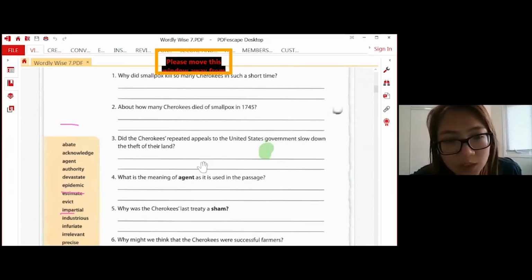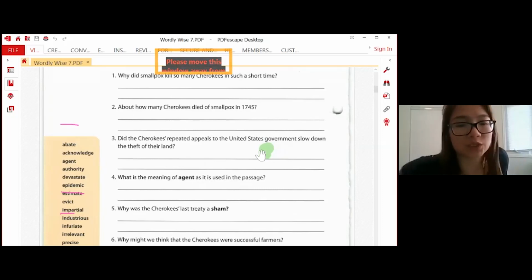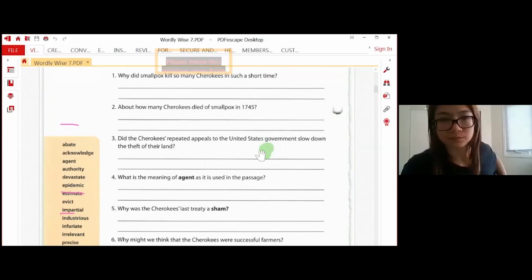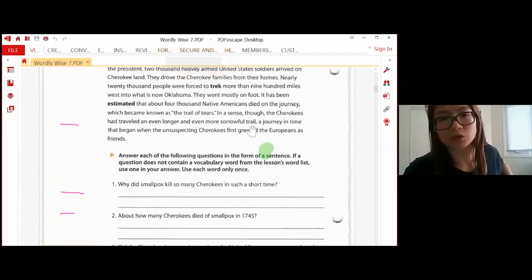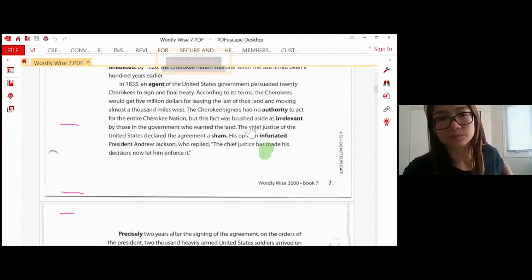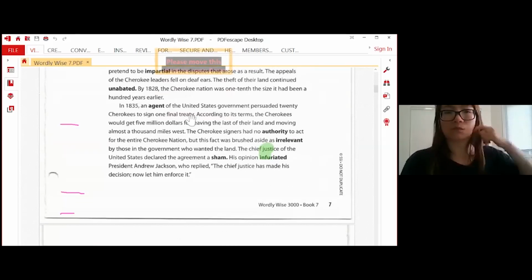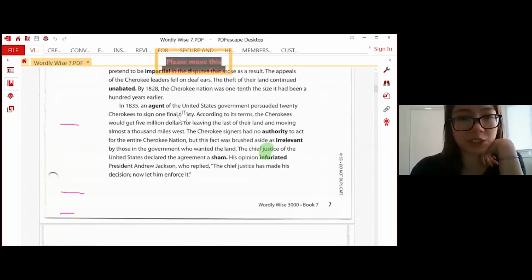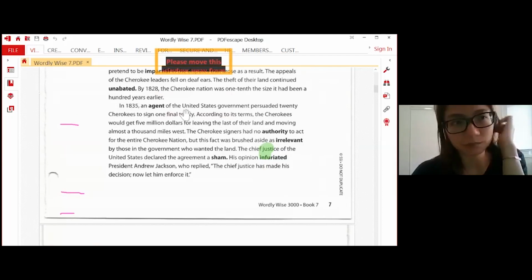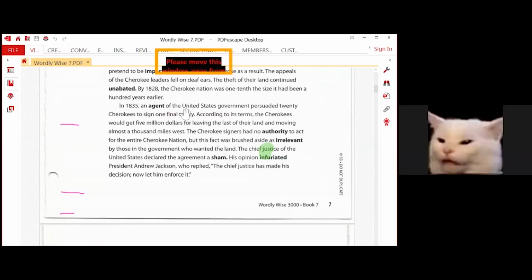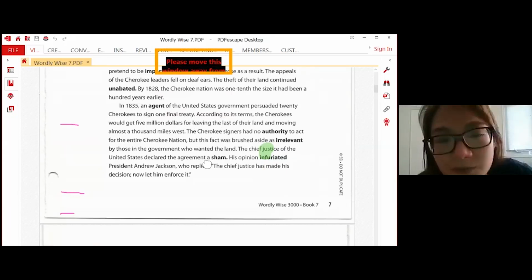Number 4, what is the meaning of agent as it is used in the passage? Nathan, can you answer this question? What is the meaning of the word agent as it is used in the passage? A person who does business for another. Okay, good job. A person who does business for another.